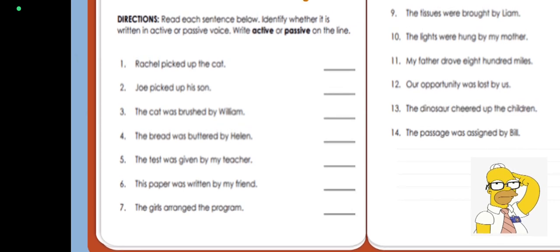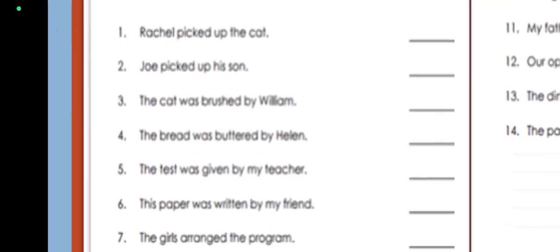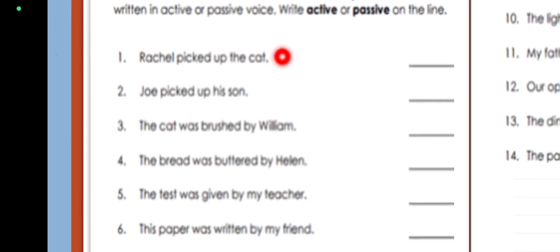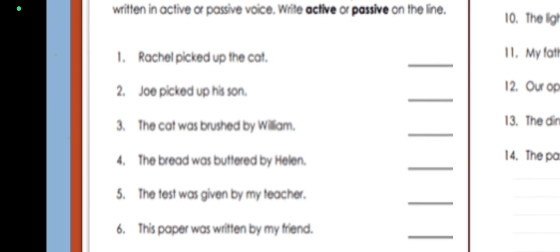Yeah, sure. Rachel picked up the cat. Now, is this active or passive? No, solo decir si es activo o pasivo. Active voice. It's good. Active. Go ahead. Okay. Joe picked up his son. Active voice. Great. The cat was brushed by William. Passive voice. It's good.